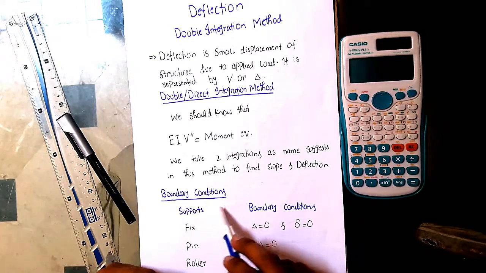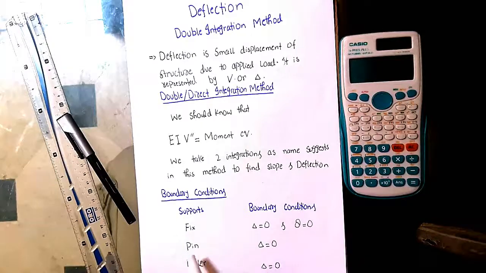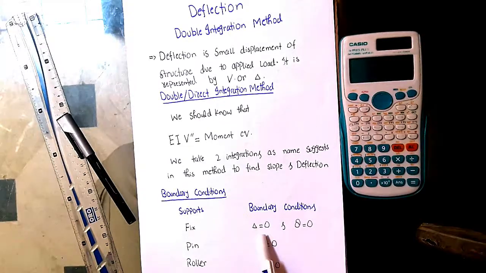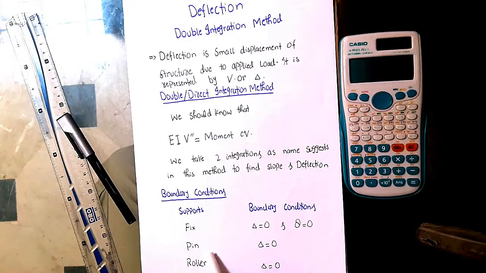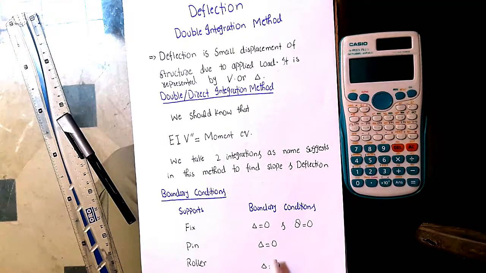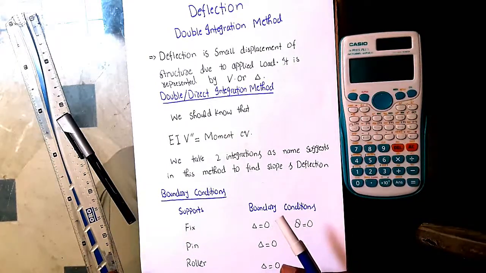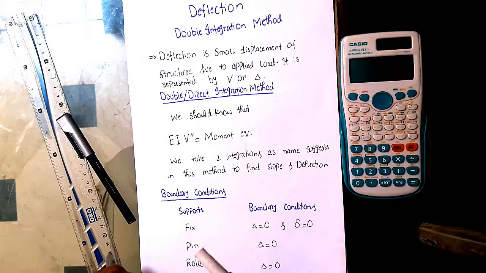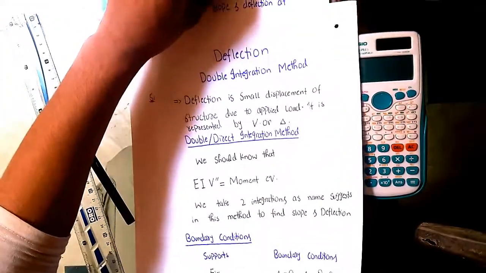Here are some boundary conditions. We should remember this. For the fixed support, deflection is equal to 0 and slope is equal to 0. Whereas for the pin and the roller, deflection is equal to 0 at the support. There is no deflection at the support. We will do an example to elaborate this method to find out the deflection.